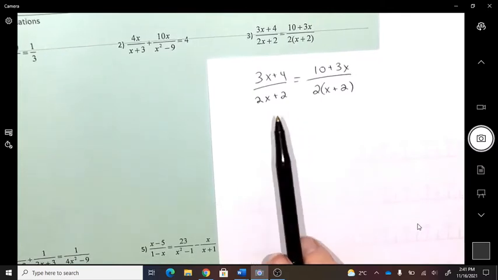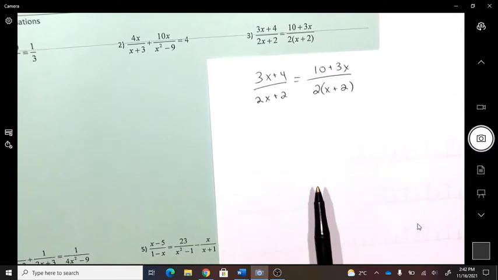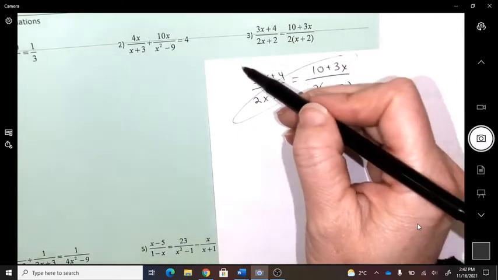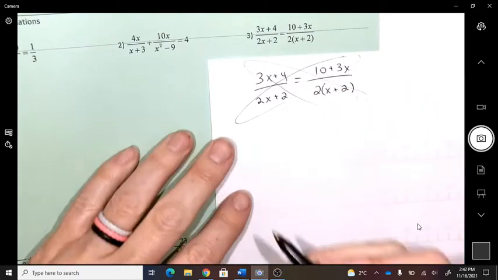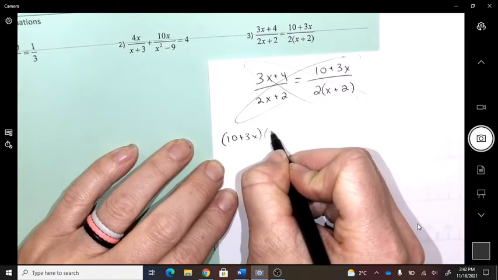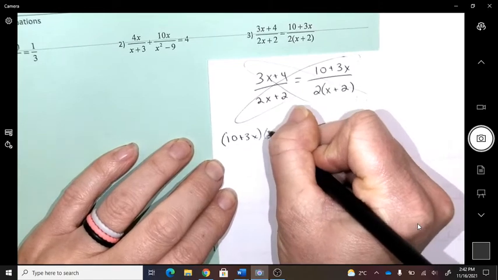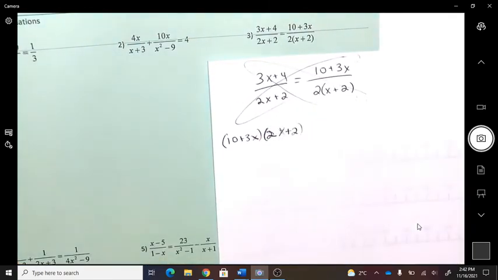Number 3, okay, looking at it, should I cross multiply or common denominator? Cross multiply, so that is going to equal that. Okay, I'm going to write it down like so.